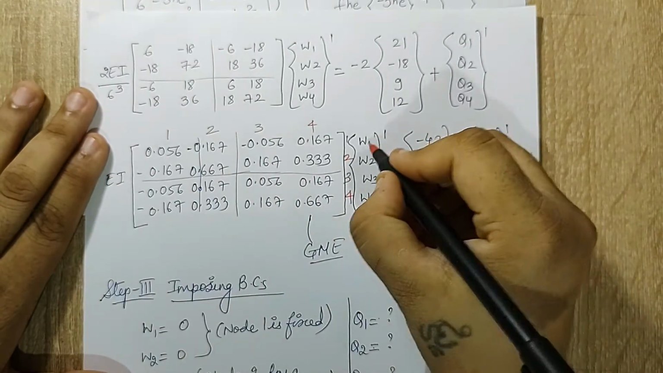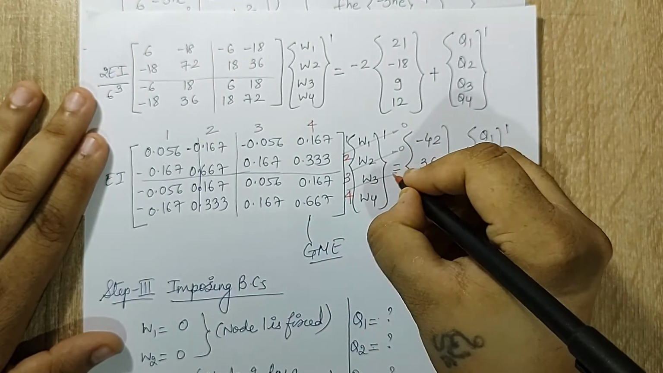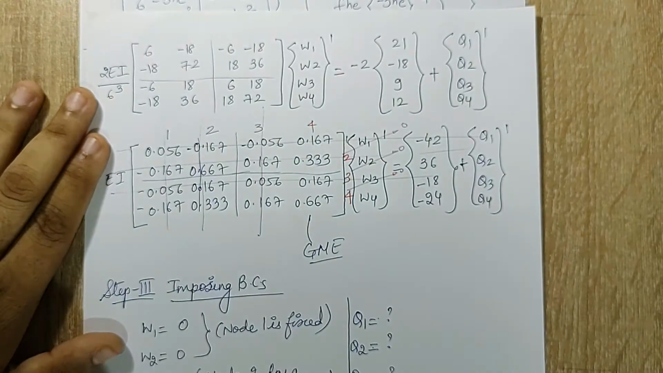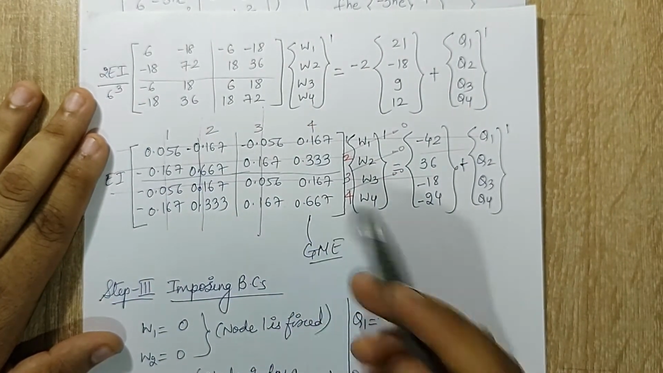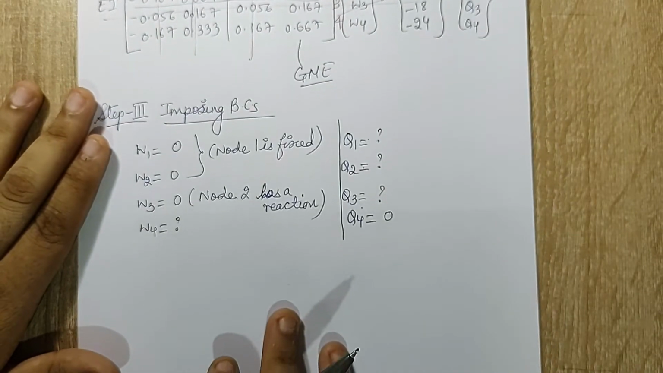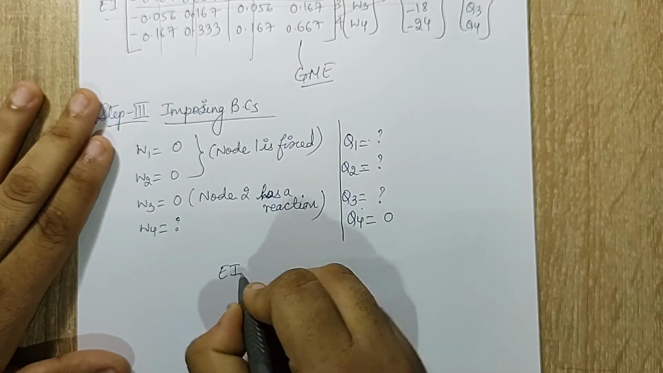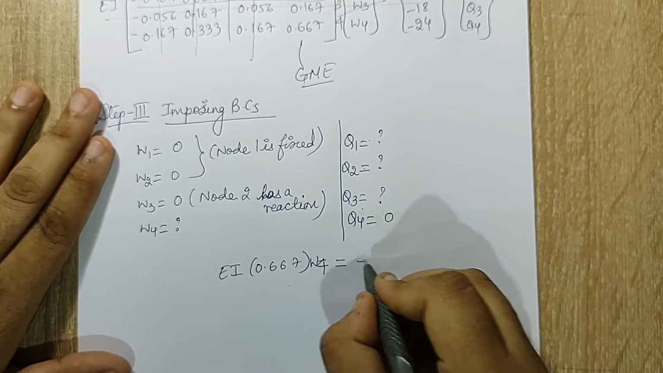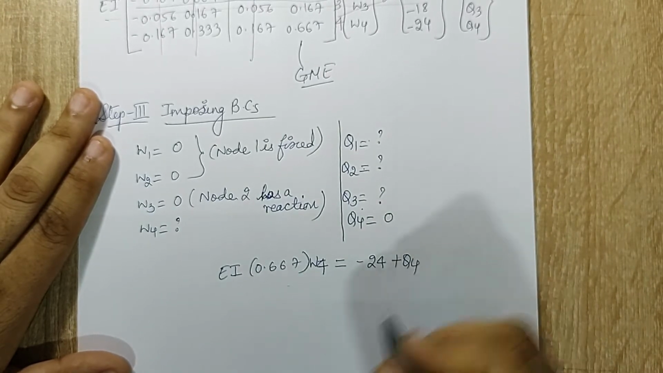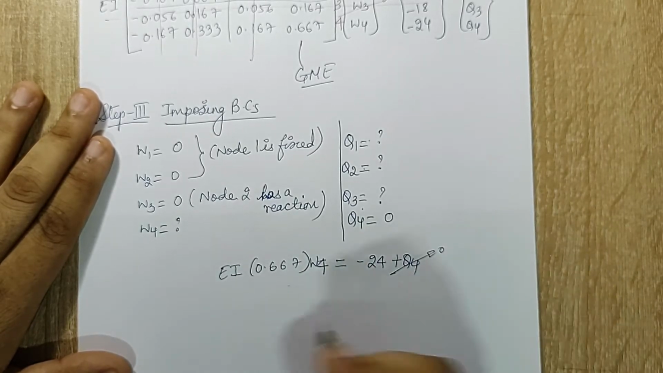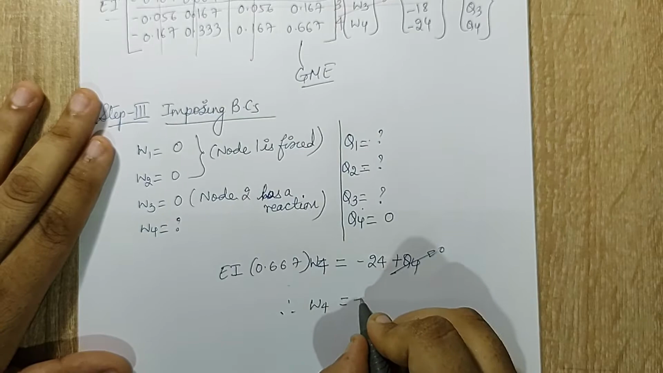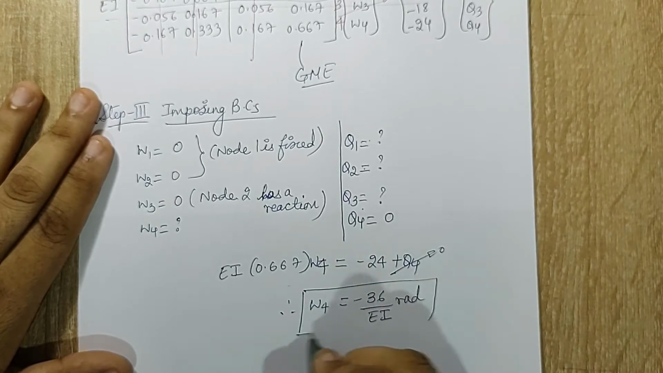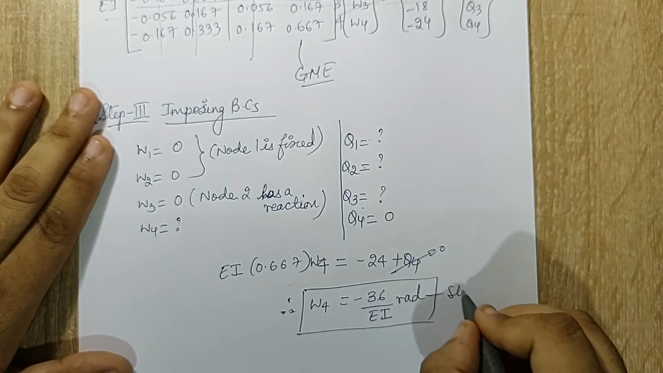Now if you look at this equation, W1 is 0, W2 is 0, W3 is 0, which means I'll be neglecting first row, second row, third row, first column, second column, third column. So what remains is only this fourth term over here and I'll multiply and get the value of W4. So I'll have EI into 0.667 is equal to, W4 is equal to minus 24 plus Q4. So when I solve this, Q4 is 0, therefore I have W4 as minus 36 upon EI. Since this is slope, it will be in radians. This is slope at node 2.